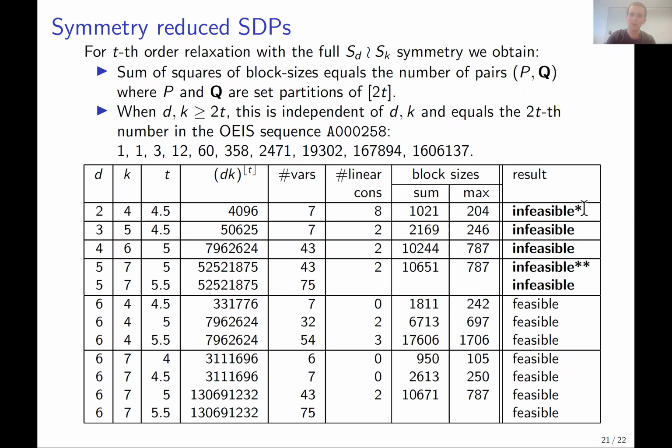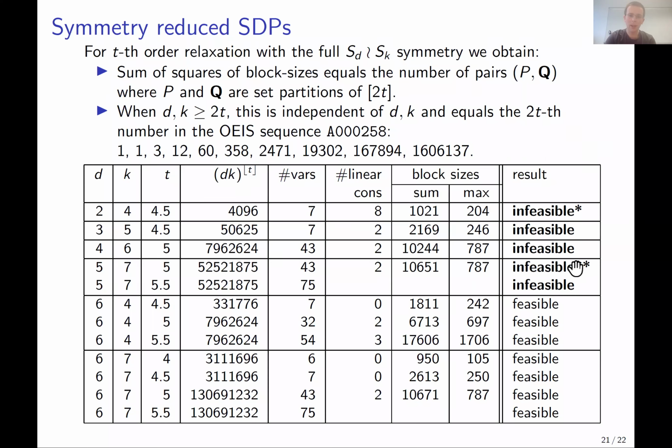So the first star, which you can also sort of guess already here, means that we have more linear constraints than free variables. Right? So this means that we didn't even have to compute the SDP. Just from these relations, we could already tell that there was no feasible solution. Right? So this was just a linear system with 7 variables and 8 constraints.